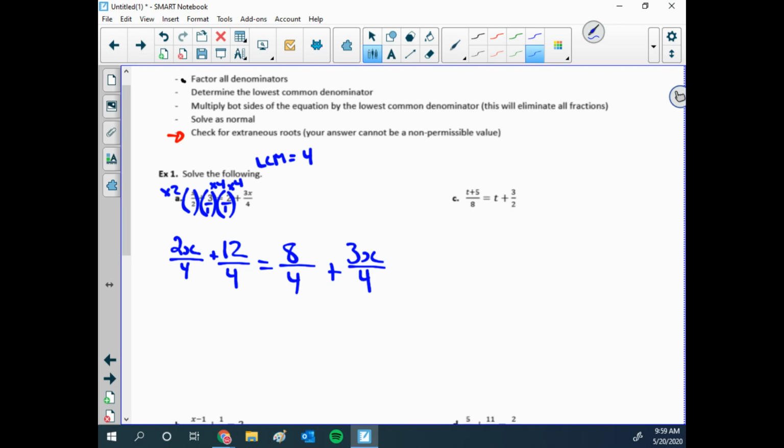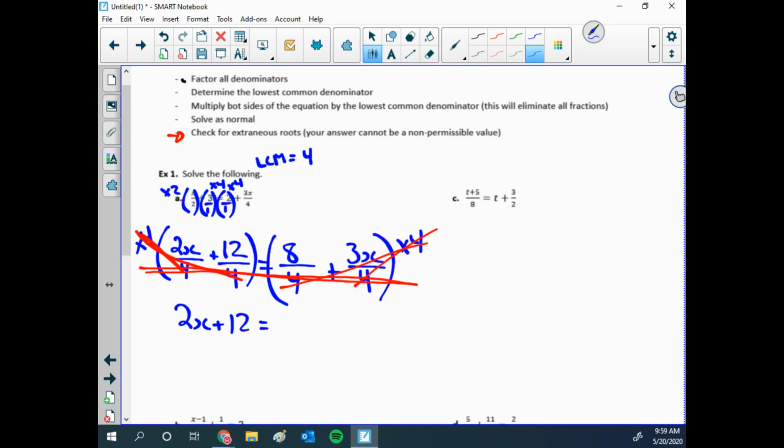What I usually like to do at this stage, once I have a common denominator, is take this side times 4 and this side times 4. Doing that just cancels those denominators out. So I usually just say, ignore the denominator once it's common, and now I'm left with this equation: 2x plus 12 equals 8 plus 3x. I'm multiplying by whatever the denominator is, which cancels it out on all sides. So now I just need to solve for my variable as I would regularly, algebraically.